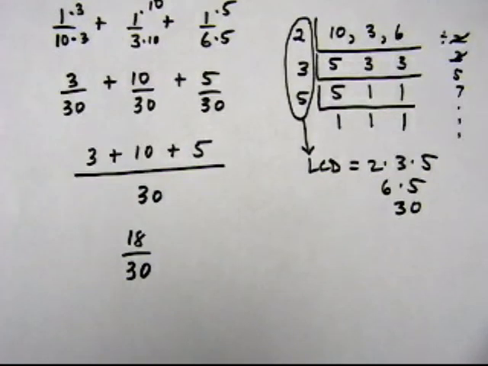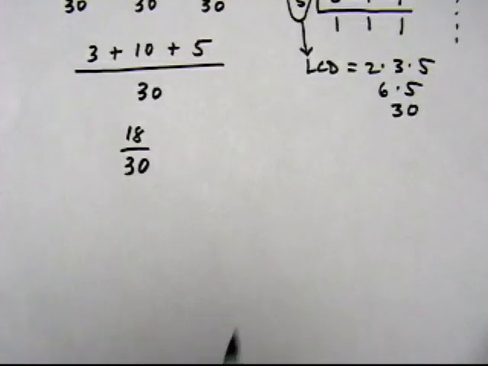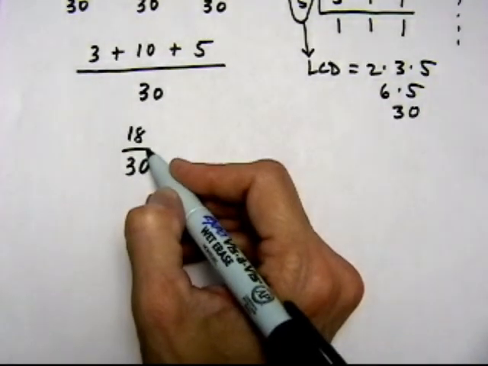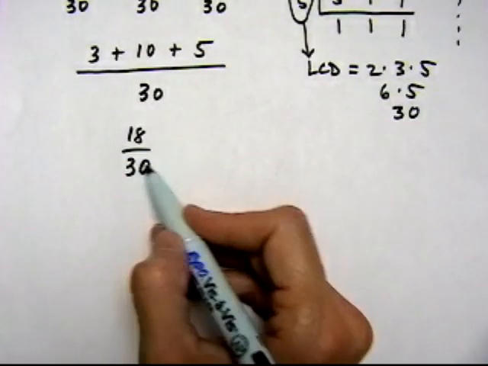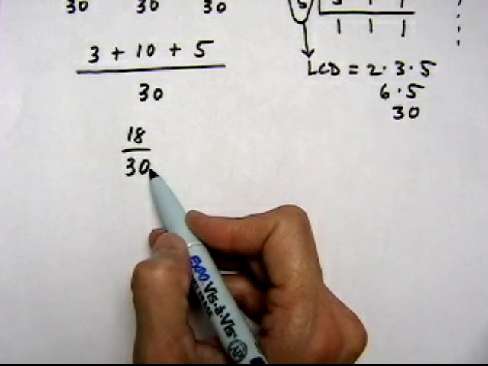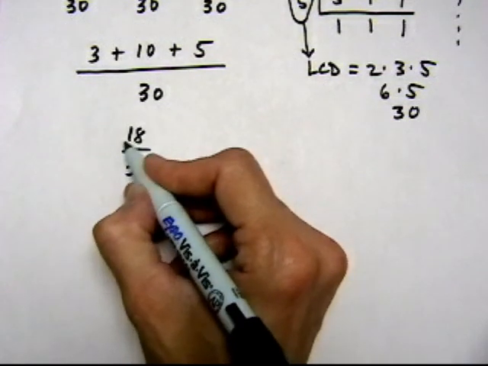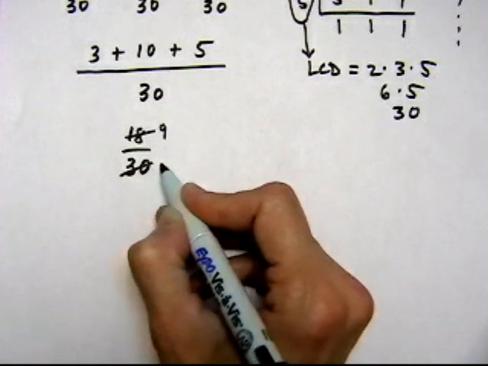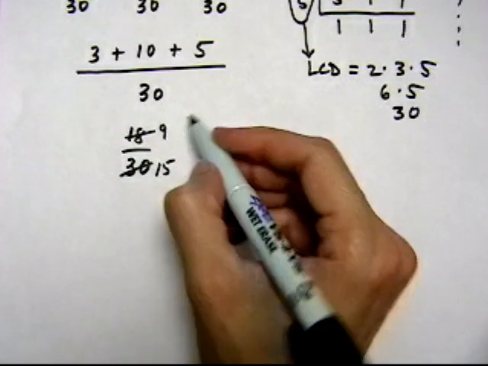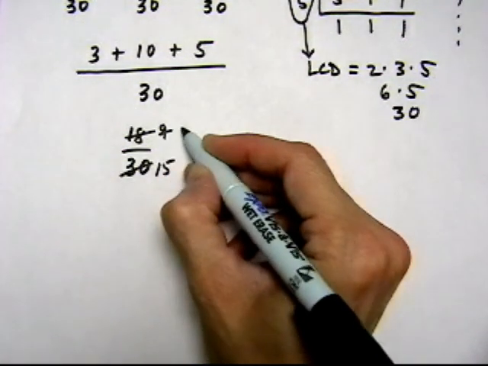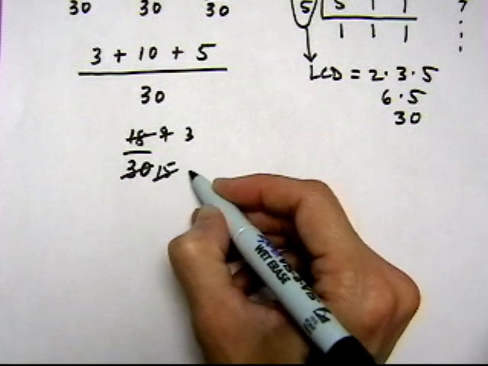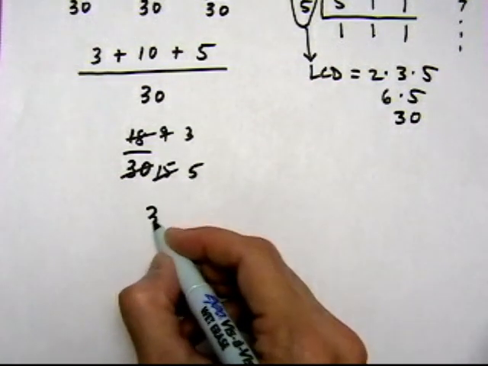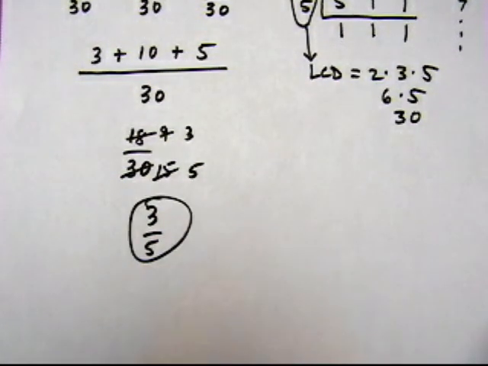And we're almost done. We just need to cancel out or divide out common factors. And we can either do it all in one fell swoop, divide by 6 top and bottom, or we can just cancel and chip away and say divide by 2. We get 9, divide by 2 here, 15. Keep dividing out. We can divide by 3 now. Divide by 3, we get 3. Divide by 3, we get 5. So our answer is 3/5.